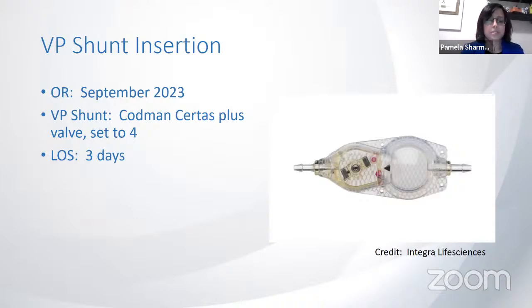Jane came in for her procedure in September and had a right VP shunt insertion performed. The Codman Sirtis shunt was originally set to 4 during the procedure. Jane tolerated the procedure quite well and began mobilizing within 24 hours. Her care was transferred from the neuro ICU to a regular ward bed. Once cleared by physio and occupational therapy, she was discharged home with a total length of stay of 3 days.